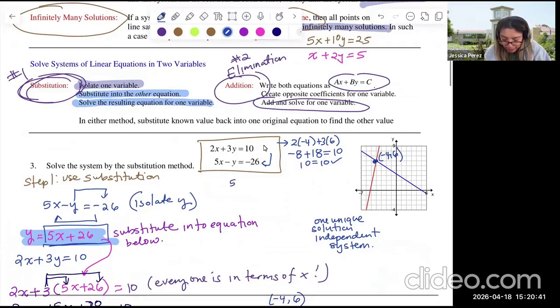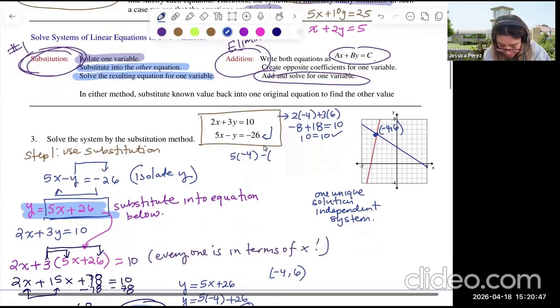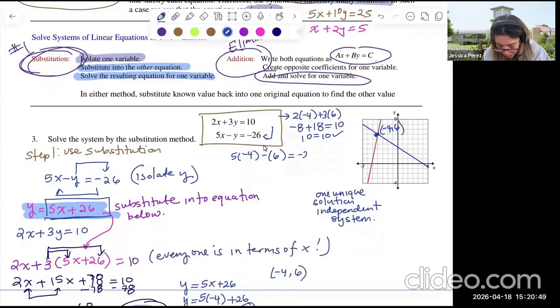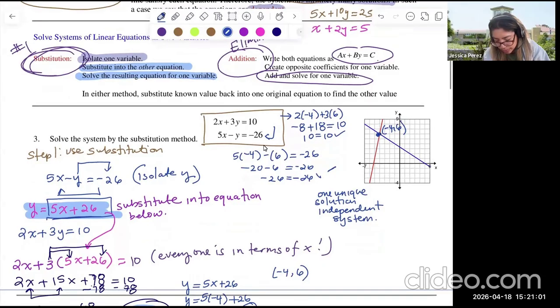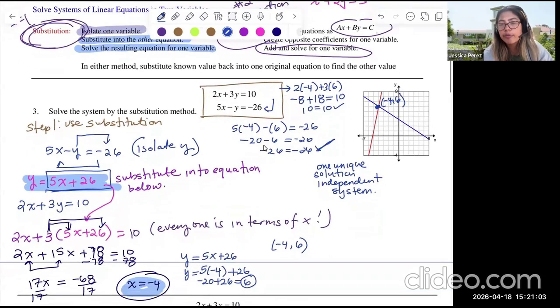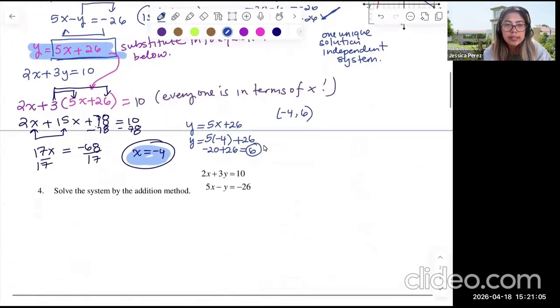And then if we do 5 times negative 4 minus the y, which is a 6, that should be negative 26. So we get negative 20 minus 6. Is that negative 26? Yes, negative 26 is equal to negative 26. Therefore, that is my solution. So the point negative 4, 6 is a solution for my system.